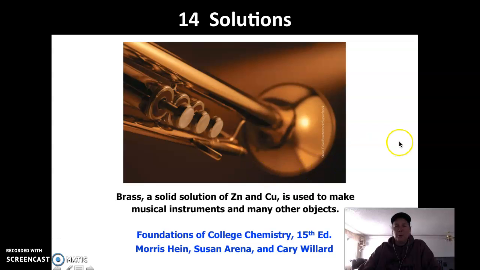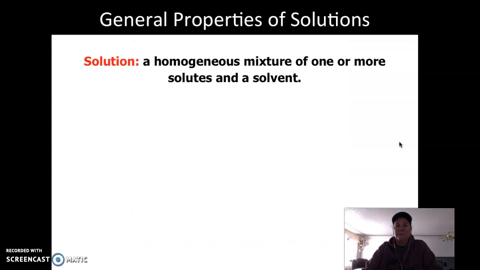I'm going to cover chapter 14 today, probably the whole chapter because it's a short one. And again, it's near the end of the semester, so we're going to talk real quick about solutions. Okay, a solution is a homogeneous mixture, and we've talked about that over and over again. You have one or more solutes dissolved in a solvent.